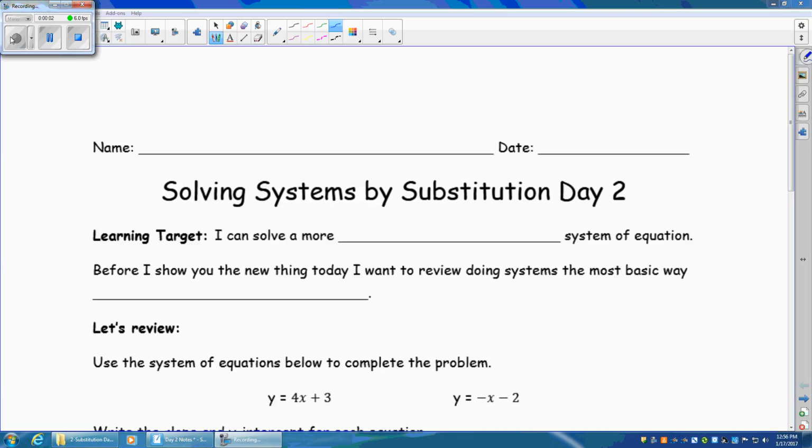Alright guys, so some easy notes today. We're going to be solving systems by substitution. Again, it's not going to be much different than yesterday, and the notes are super short, which is nice. What we're going to do though is solve a more difficult system.